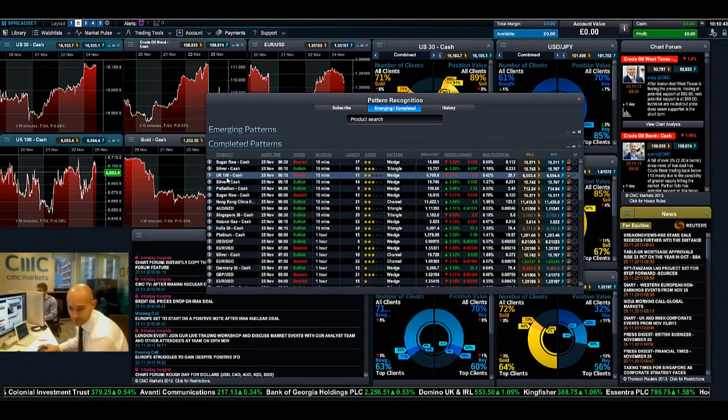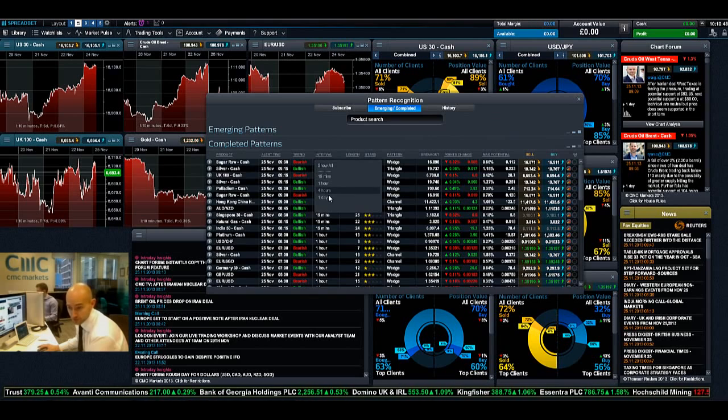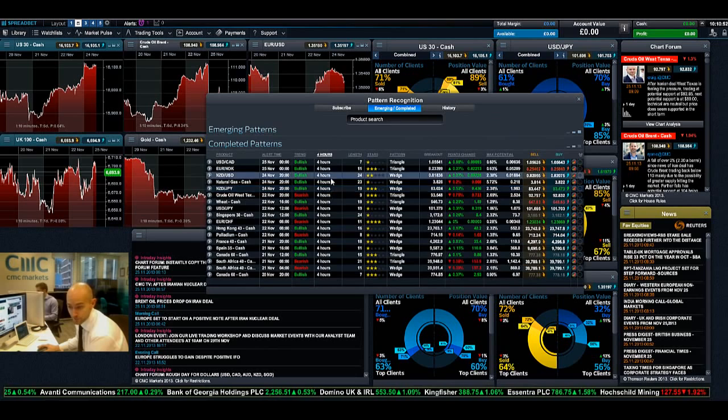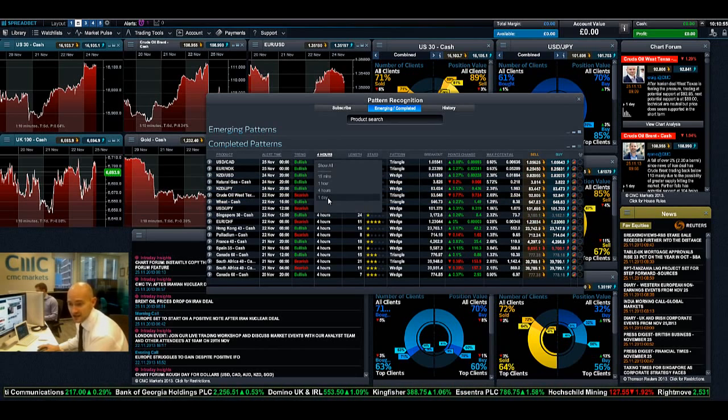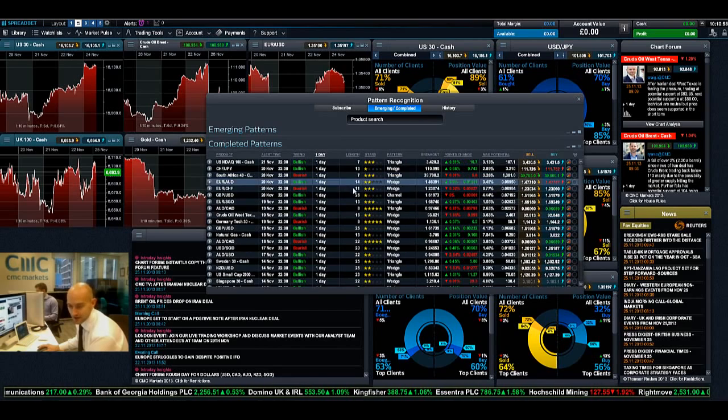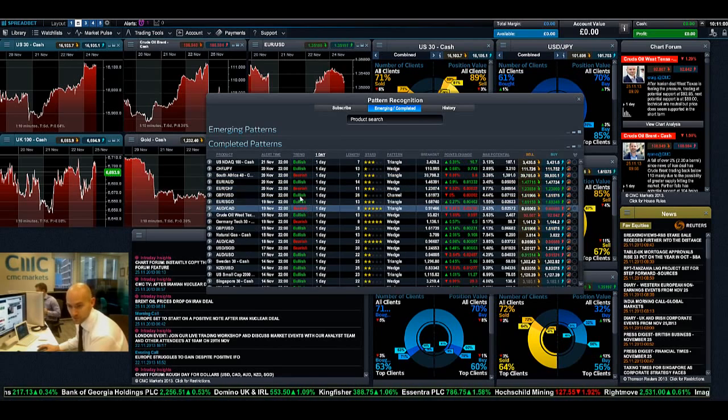New trading opportunities come up every 15 minutes, but I can change the interval here to say, okay, I only want to see 4-hour patterns, for example, and it would only show me the 4-hour patterns that are in play right now. I can go back to 1 day. It just gives you a bit of an idea of what to expect.